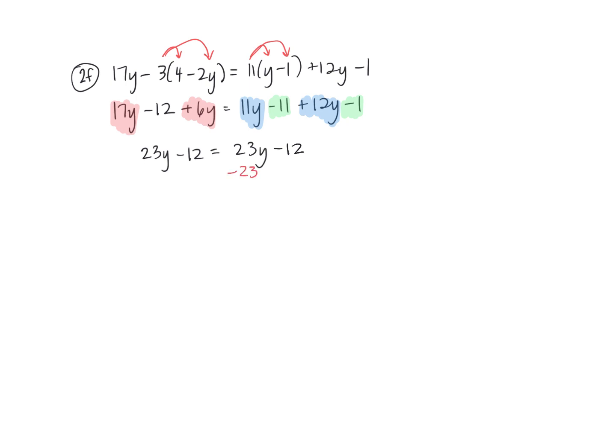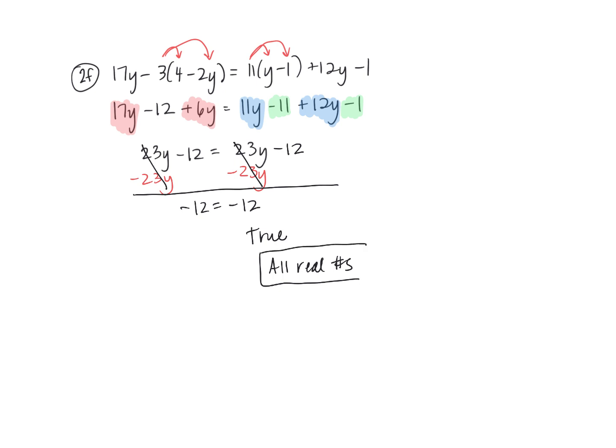So we want to get rid of the y's on the right. So we'll subtract 23y from both sides. Notice that that's the same on both sides, so it cancels out completely. And it leaves negative 12 equals negative 12. Since that is a true statement, negative 12 is equal to negative 12, we will have all real numbers as our solution.